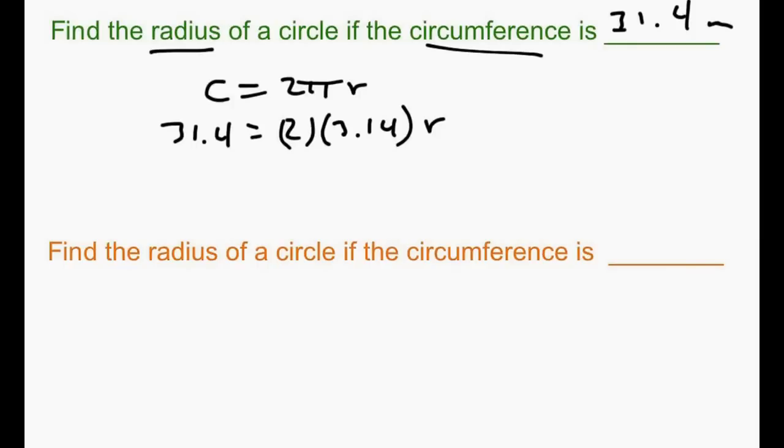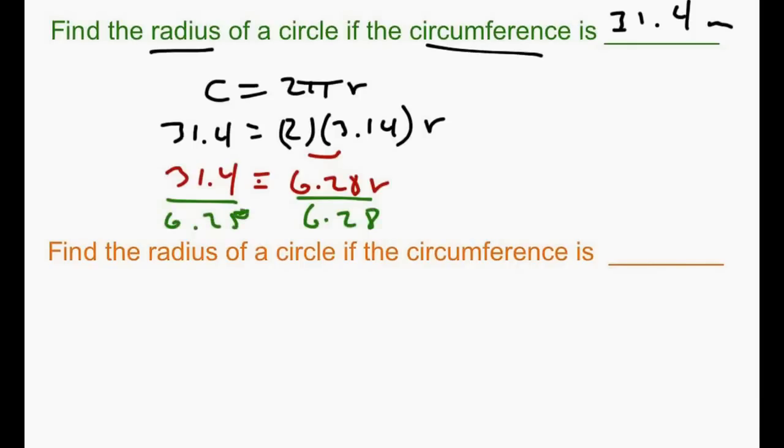Right. Now, how can I go about solving this? Well, I noticed that I could multiply these two together. So 2 times 3.14 is 6.28. And now it looks like a simple one-step equation. I want to divide each side by 6.28 because I want to isolate the variable, get r by itself.